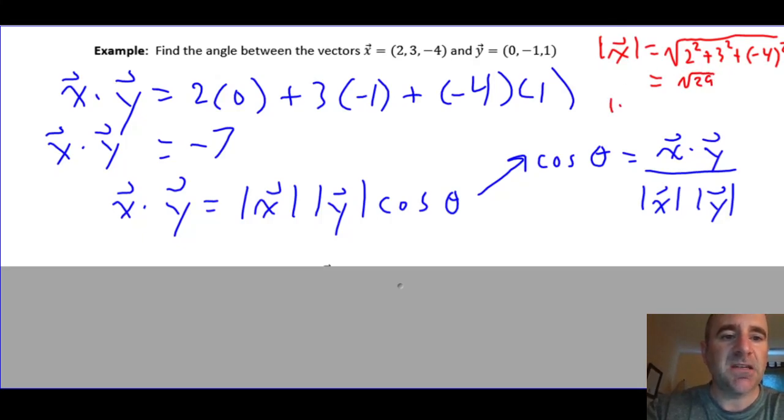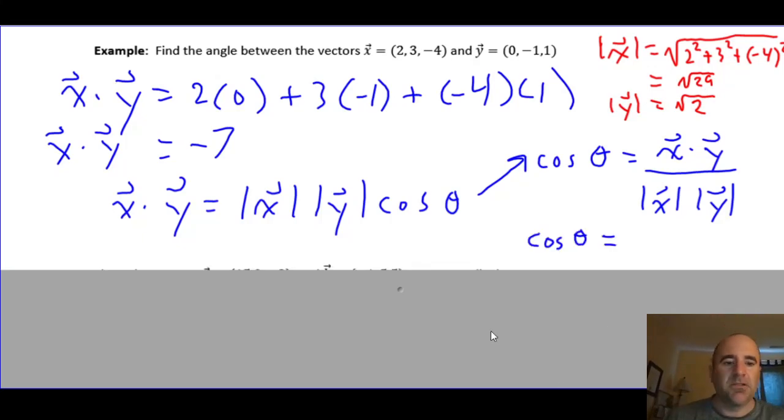And if you do the exact same thing with the magnitude of y, you should get the square root of 1 squared plus 1 squared, which is just root 2. So then I can fill everything in there. I've got negative 7 divided by root 29 times root 2. Okay, using a calculator, inverse cosine will give me that angle. We can just round it to the nearest degree, and you get about 157 degrees.